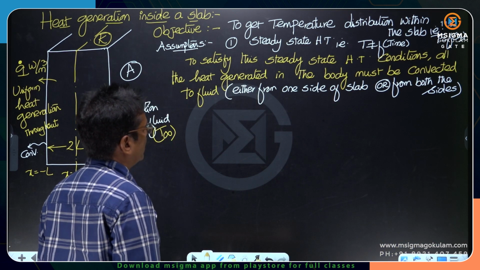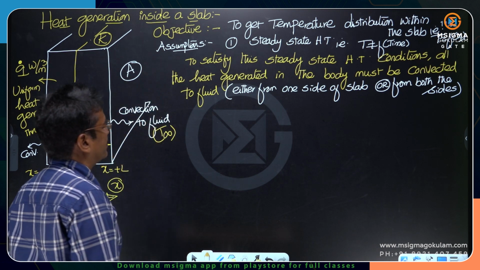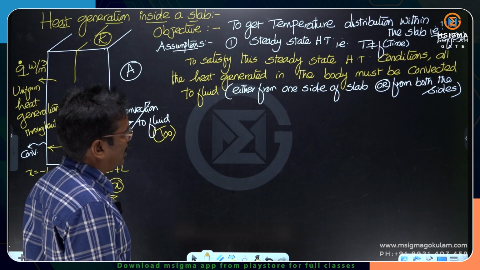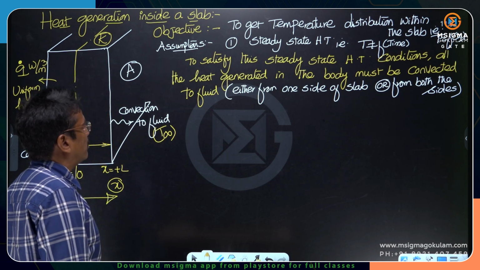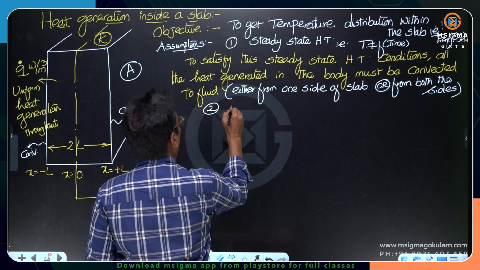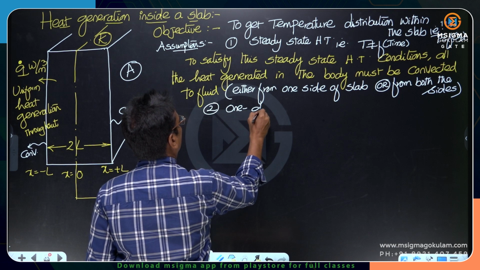To satisfy the steady state heat transfer conditions, all the heat generated in the body must be convected to fluid either from one side or from both the sides. That point you have to remember. Second assumption is one-dimensional heat conduction.